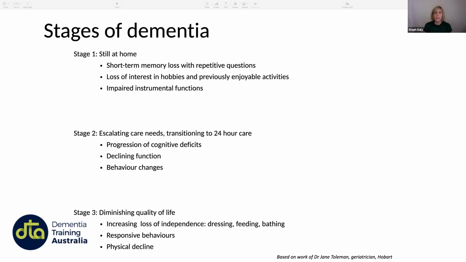We're going to use the stages to outline how to manage people with dementia as well, and also thinking about those domains that we talked about, thinking about how we can target those specifically in our management. So we'll come back to these later.